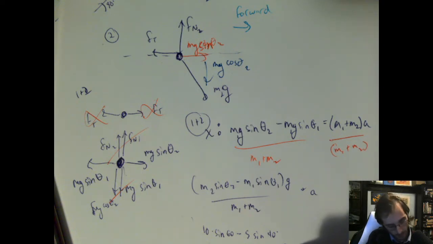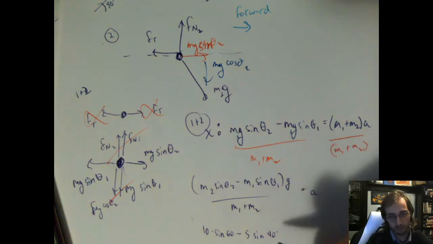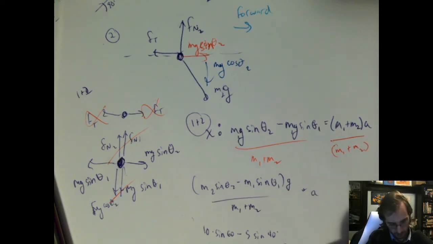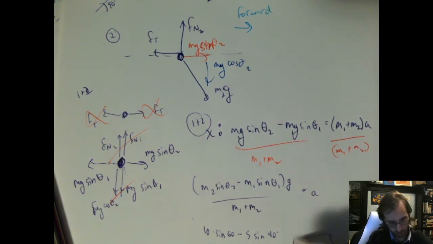Okay. Yeah. Huh. 10 degrees. Okay. In calculator we trust. 0.36 meters per second squared.